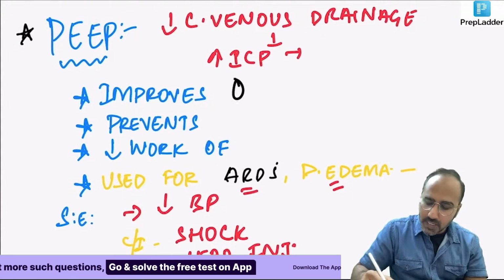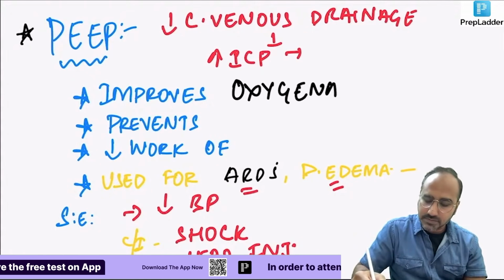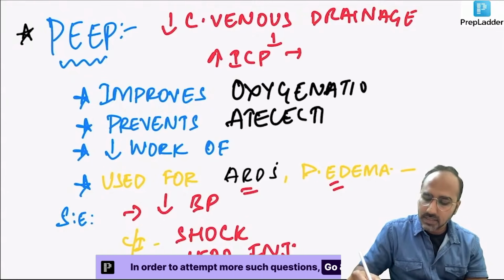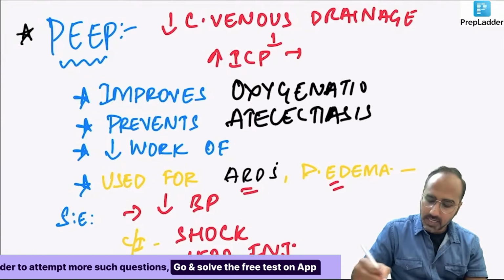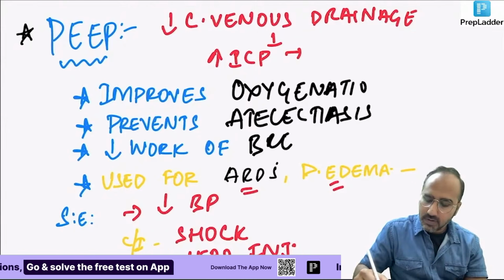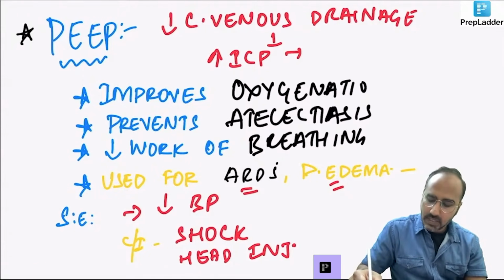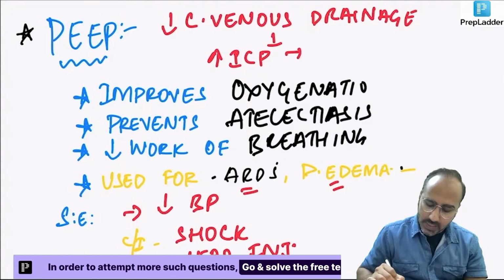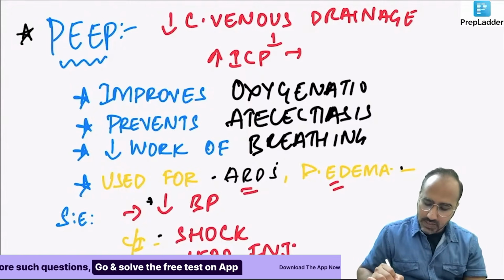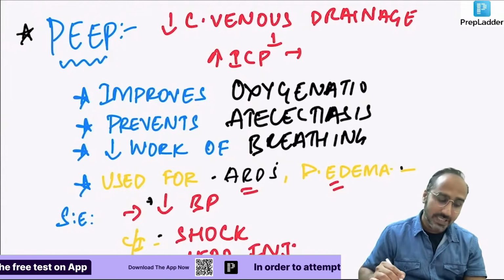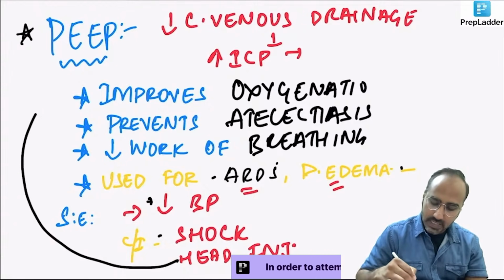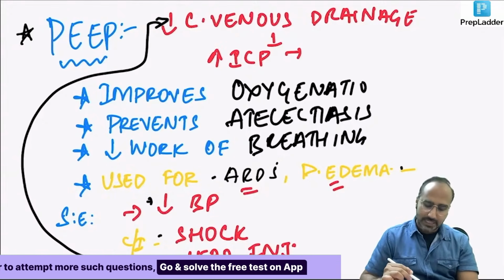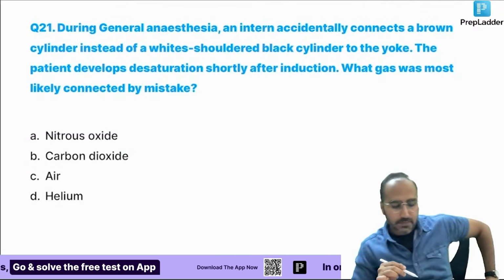Okay? PEEP improves oxygenation, prevents atelectasis, okay, and decreases the work of breathing. It is used for ARDS patients as well as pulmonary edema. Side effect of PEEP, I have already told you. It causes hypotension, hence contraindicated in shock as well as head injury. Why head injury? Because remember, guys, I told you it decreases the cerebral venous drainage, hence leading to the increase in ICP. That's regarding the positive end expiratory pressure.